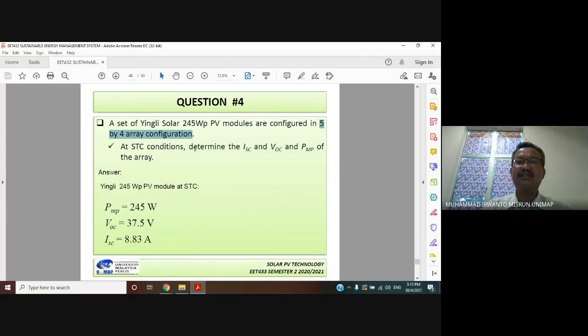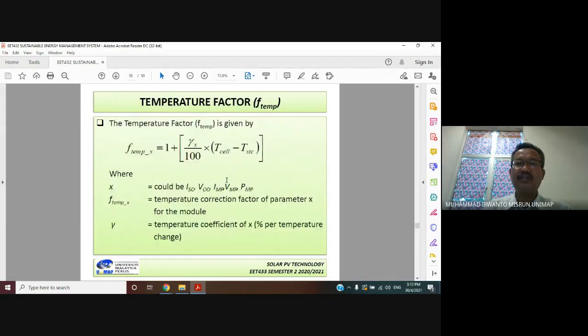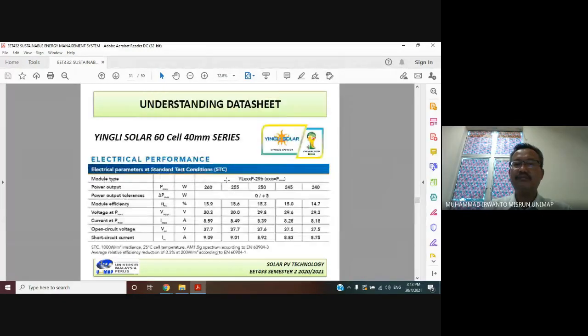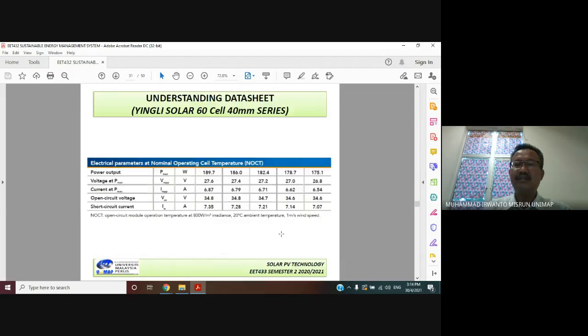Under STC condition, determine the short circuit current, open circuit voltage, and maximum power of the array, based on the data sheet of the Yingli photovoltaic module for the power 245. We refer to the data sheet 245. We have the maximum power 245, open circuit voltage 37.5, and short circuit current 8.83.